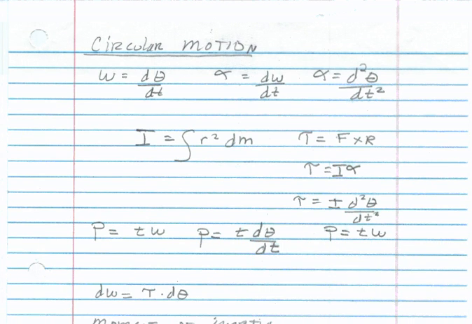And next, we'll have circular motion. We'll do the beginning part of circular motion here. So omega, angular velocity, equals d theta/dt. Alpha, angular acceleration, of course, is d omega/dt, or alpha is the second derivative of theta with respect to time.